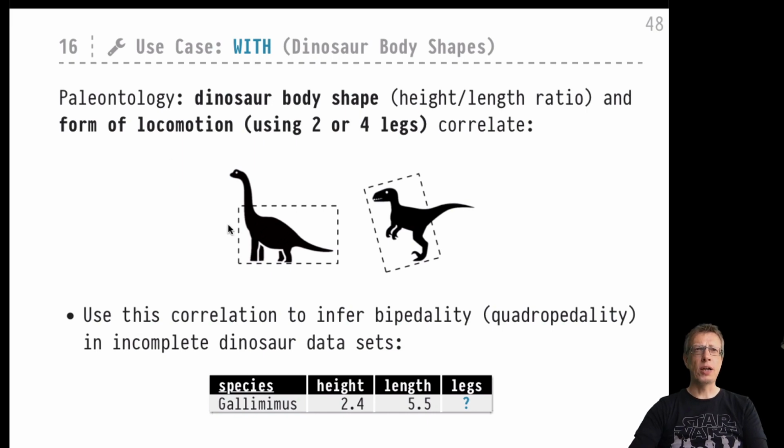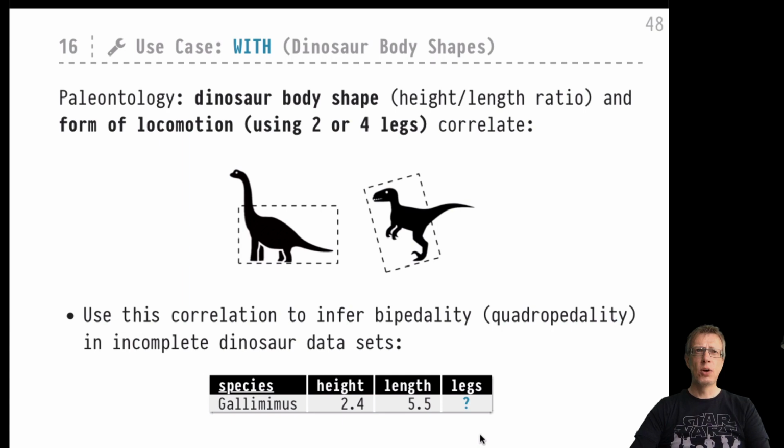Okay, so here's an example of that. I think it becomes obviously clear that there is some meat to this hypothesis, and even if there isn't, it's still a cool SQL use case. All right. So we want to use this correlation between height and length, this body shape ratio, to infer bipedality or quadrupedality for a species that we have found and whose bones we could measure, but we do not know yet what their pedality was. So this could be an entry in our data set, and that says, hey, we found this particular species, the Gallimimus, for example, and these would be the height and length measurements for its main body, but we don't know whether it was using 2 or 4 legs. So in place of that question mark here, we would like to have a 2 or 4 that tells us, hey, you are a 2 or 4 legged animal. That would be ideal.